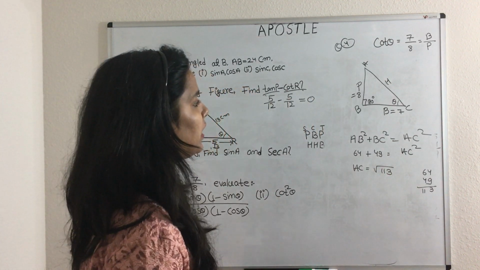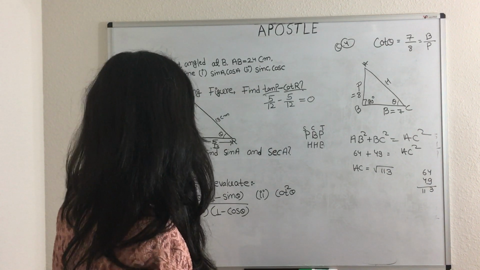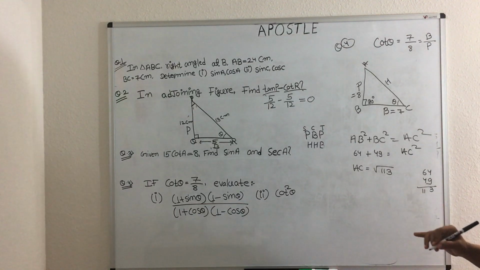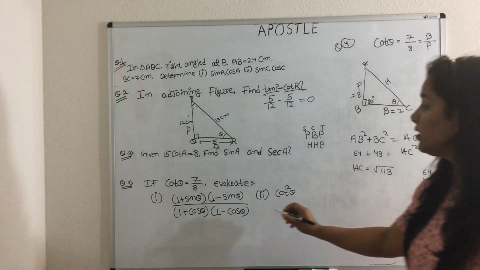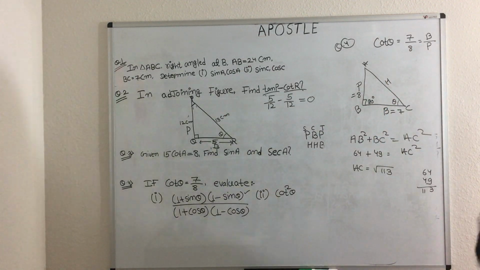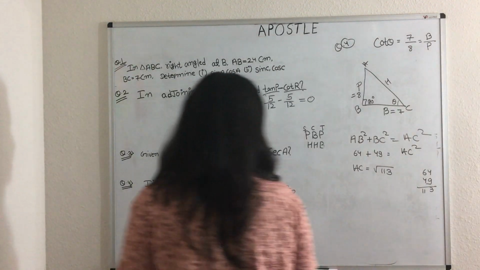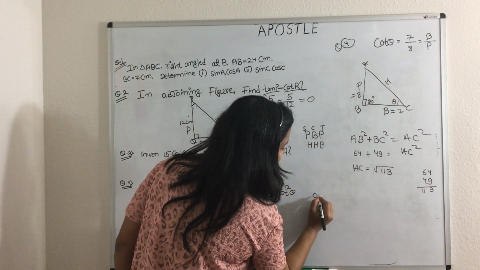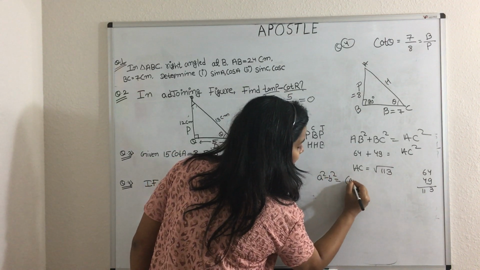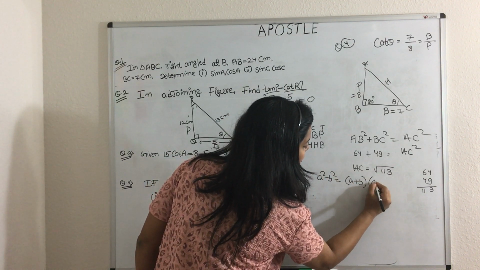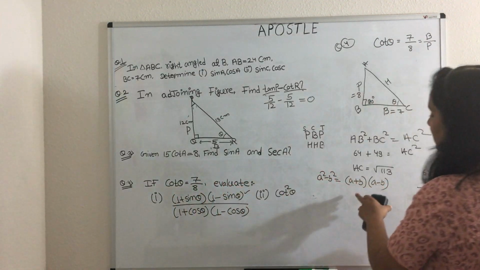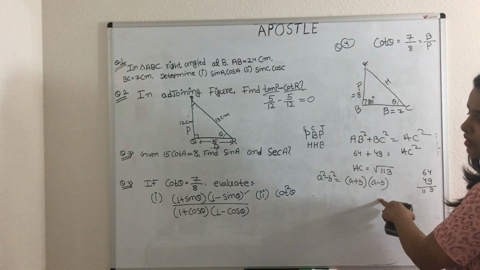Now we have to calculate the value of 1 plus sine theta and 1 minus sine theta. Here there is one really very good concept. We know the formula of a square minus b square from our childhood. What is the formula of a square minus b square? It is a square minus b square is (a plus b) and (a minus b). Now we are going to use this formula. Here is 1 plus sine theta and 1 minus sine theta. This is a plus b and a minus b.